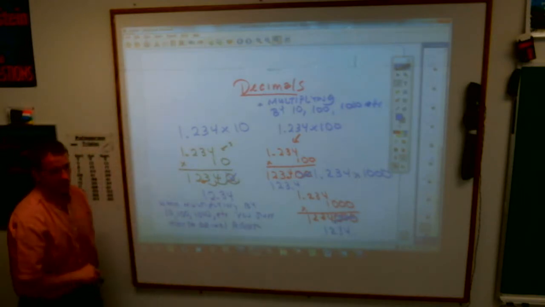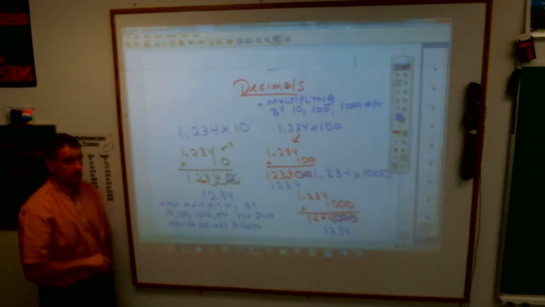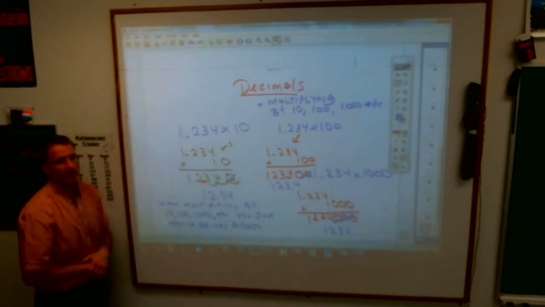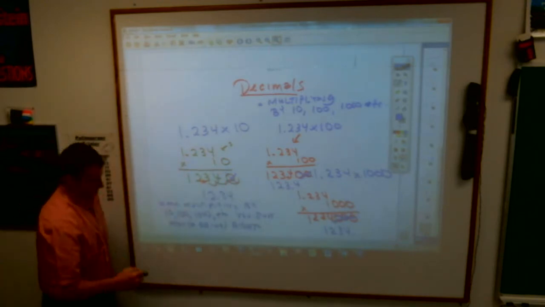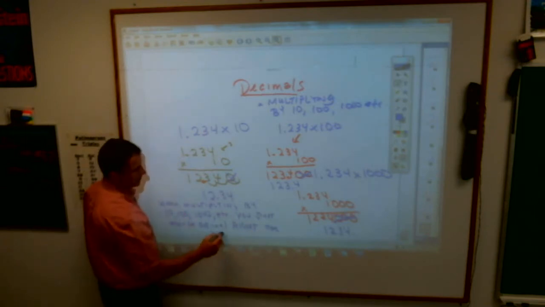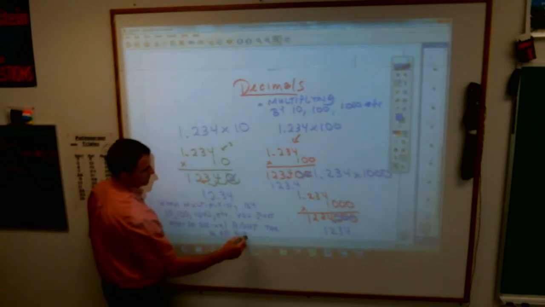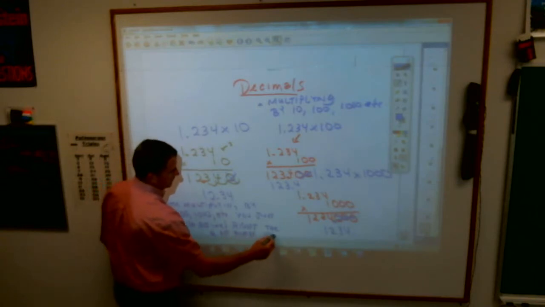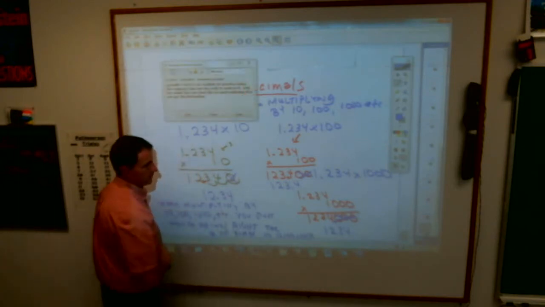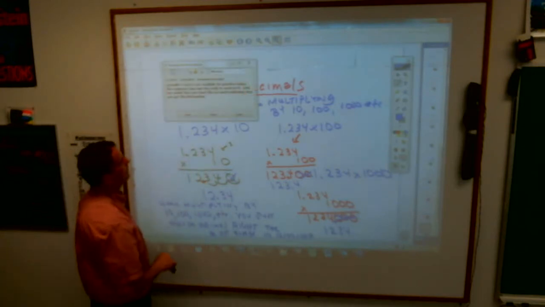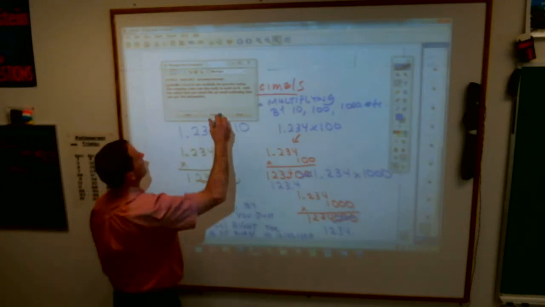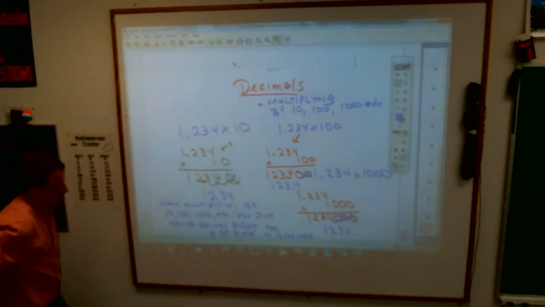How many places do I move the decimal to the right? Well, this one I moved it 2, and this one I moved it 3, that one I moved it 1. Lauren? The number of zeros. The number of zeros in the 10, the 100, the 1,000, whatever there. That's fair.